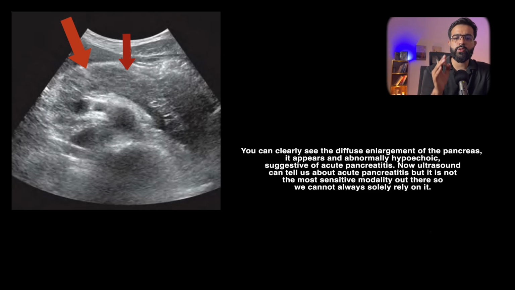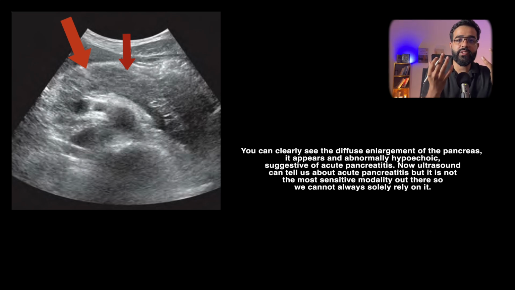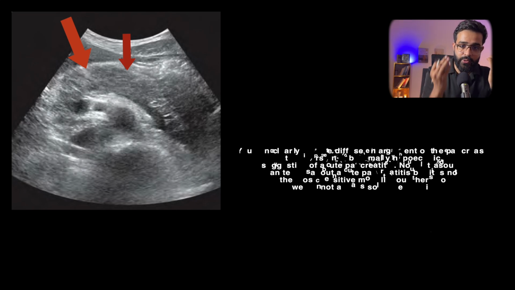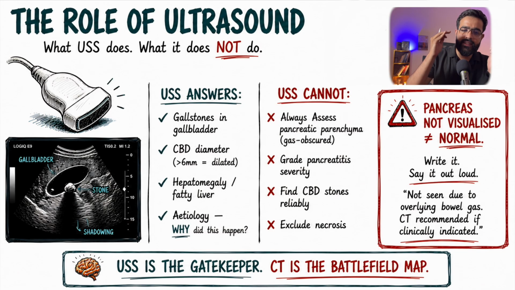Pancreas not visualized due to overlying bowel gases. CT recommended if clinically indicated. Failure to see the pancreas on ultrasound is not a reassurance. It's a limitation of the modality. Gas sits in the transverse colon right over the body of the pancreas. It hides everything. Don't let the limitation get away as normal.